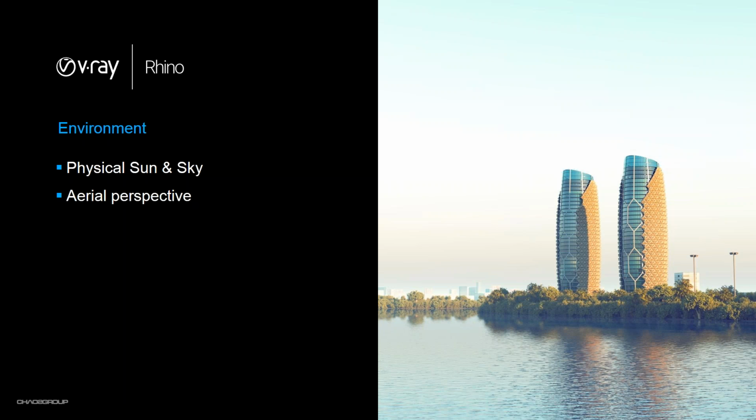Now, V-Ray for Rhino uses the sun settings from Rhino to generate its physically correct sun and sky in conjunction with the physical camera built into V-Ray. Then we also have aerial perspective, which is an atmospheric effect used to create haze and fog in V-Ray for Rhino.